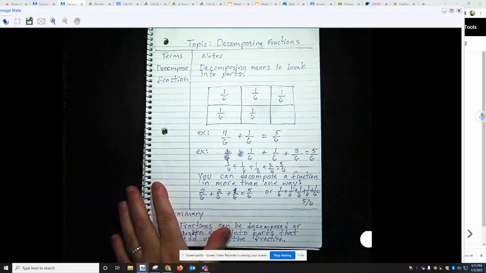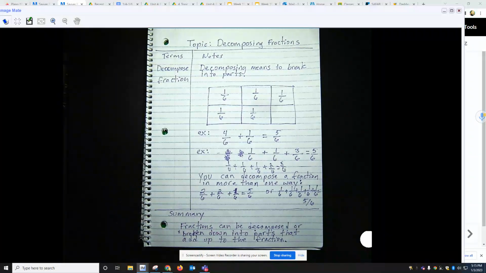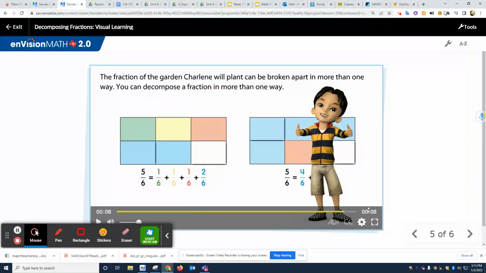Once you're finished with the note taking, it's time to try some problems on your own. And you can do that in the Seesaw. And so I'm actually going to just go there right now. So you can pause this, finish your notes, but I'm going to continue with the video so that you can do the work. It's in Seesaw.